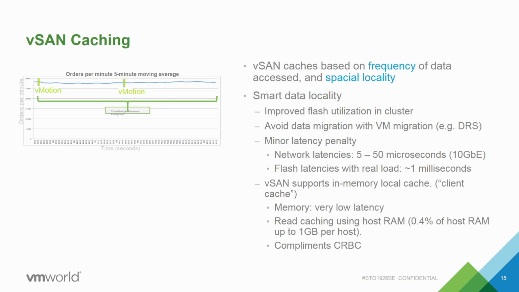And again, going through how the caching works, with client cache, you've got 1 gigabyte that's assigned. Technically it's 0.4% of host memory up to 1 gigabyte, but in most cases this is 1 gigabyte. And that can read very fast. The reason why that's a data local cache that actually does follow the VM is there's a very tiny amount of data. That being refilled between hosts doesn't cause significant performance problems when you do a vMotion.